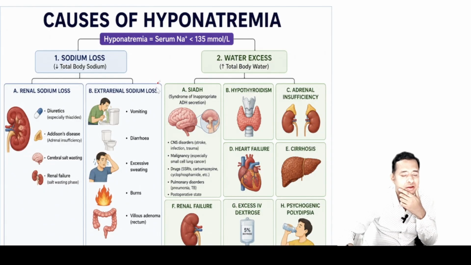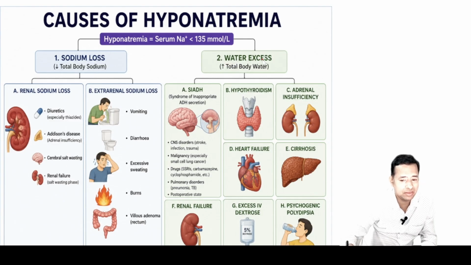Next is extrarenal sodium loss we need to know. In extrarenal sodium loss, we have to think about diarrhea with acidosis, vomiting with alkalosis, excessive sweating, burns, and villous adenoma of the rectum. So we need to know these two causes.